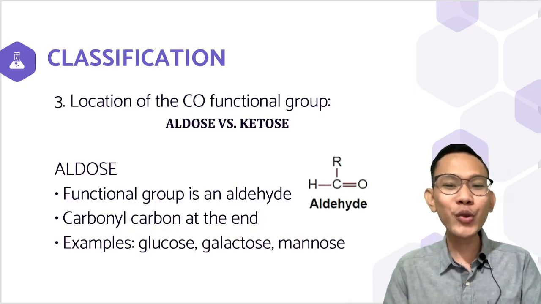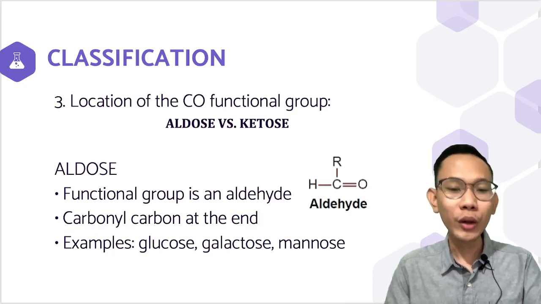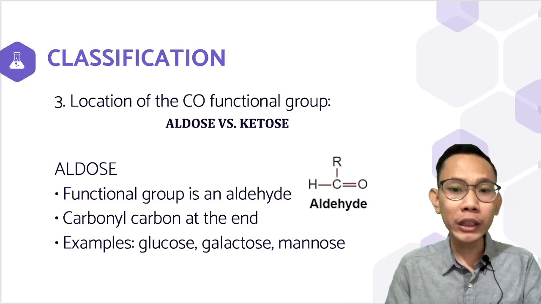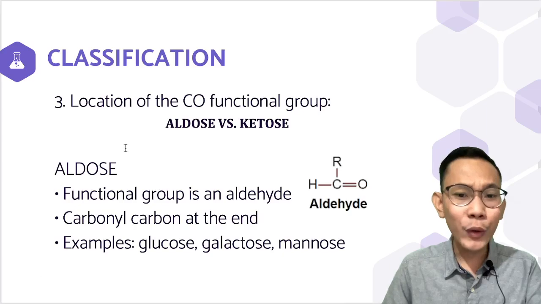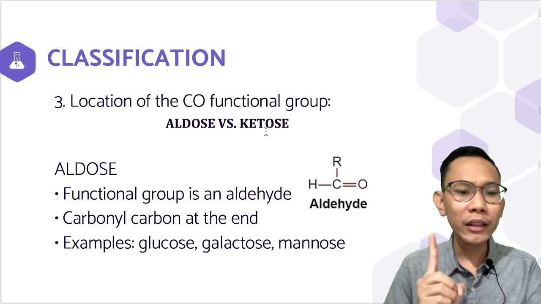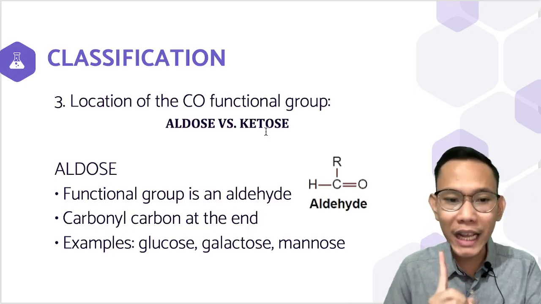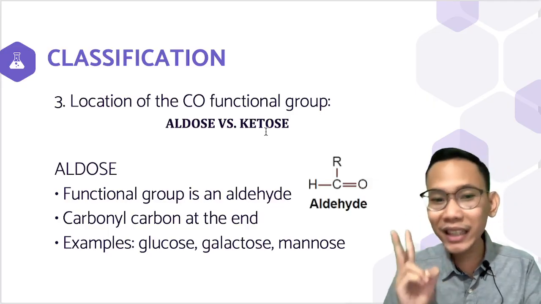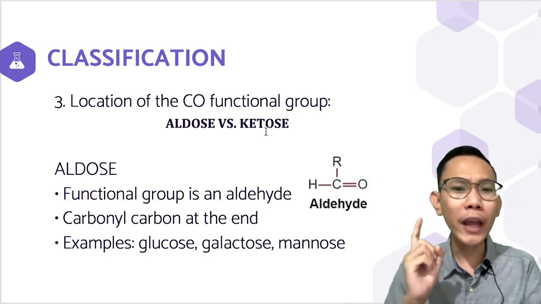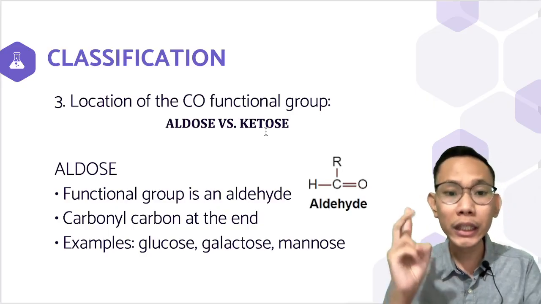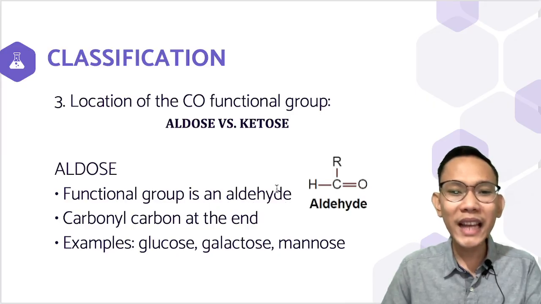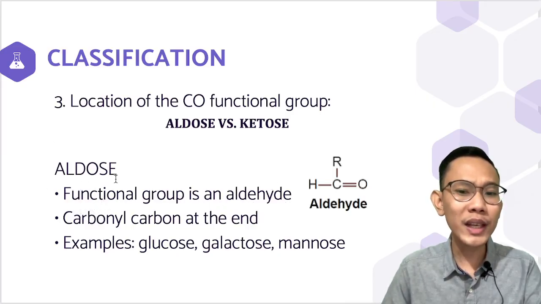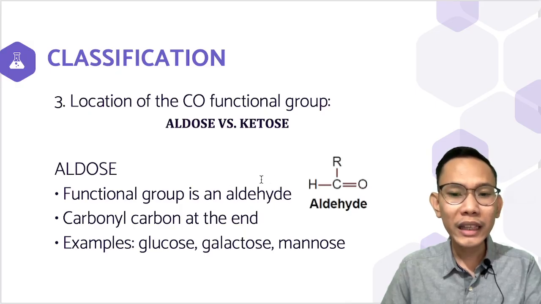Next, the location of your CO functional group. Your CO, your carbonyl functional group, is where it becomes clear whether it is an aldose or a ketose. Always remember that the two forms of carbohydrates are aldoses and ketoses. It could either be an aldose or a ketose. When we say aldose, the functional group is an aldehyde. That's why it's called an aldose, because the functional group is an aldehyde.